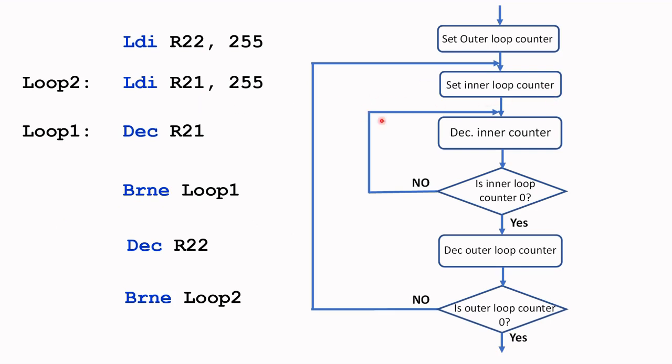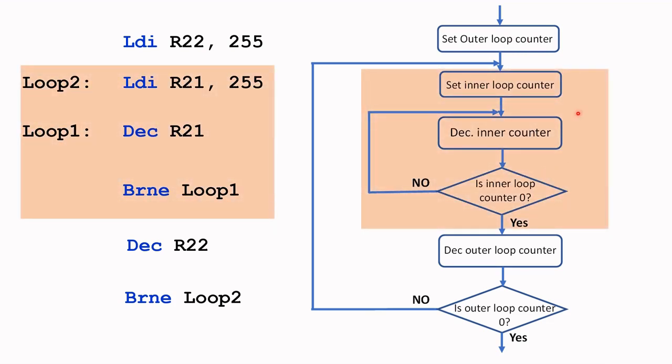Nested loops are also known as a loop within a loop. So here is an example. I have two counters, outer loop and the inner loop. Let's take a closer look at the so-called inner loop. The inner loop is the single loop that we looked at earlier. In the inner loop counter, which is R21, we give it a value, decrement that counter by 1. If it's not 0, go back and do it. So it will do it 255 times decimal.